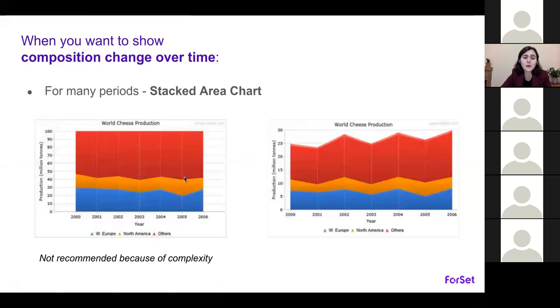And in this case, we have the percentages, and here we have the absolute values. So again, you have to ask yourself, what is more important: to compare the proportions of each year's distribution to each other, or compare the total amount of produced cheese for each year to each other. And after that, you can decide whether you use the 100% stacked area chart or the absolute values one.